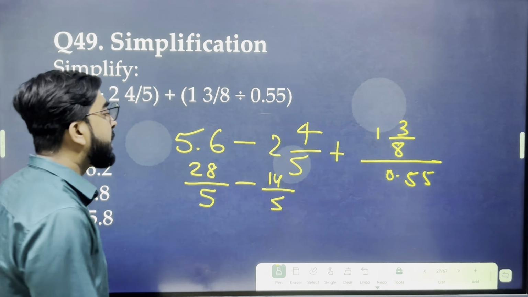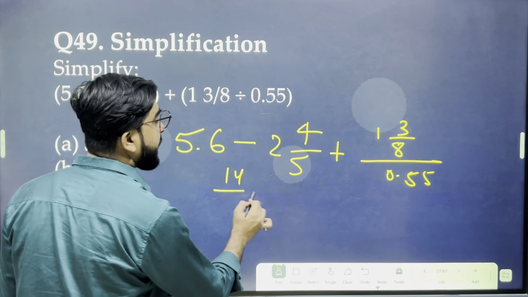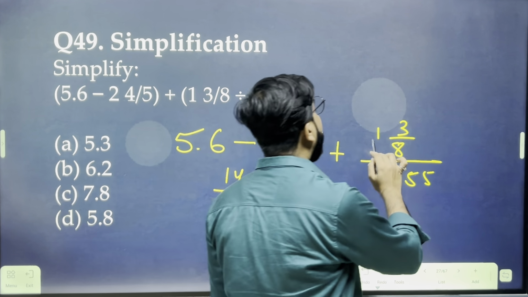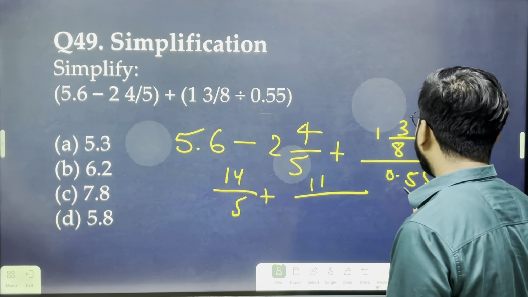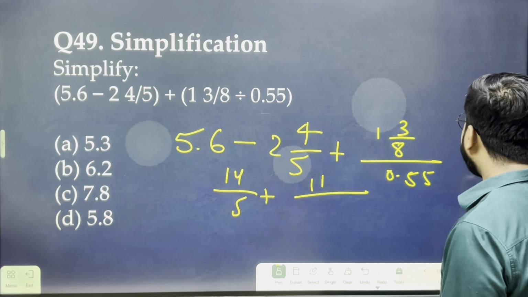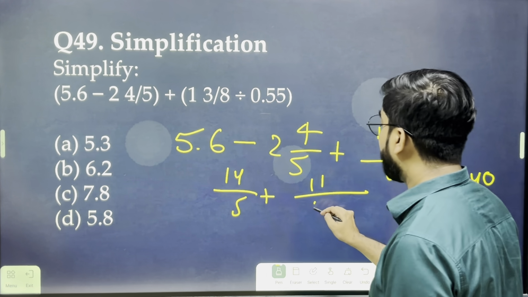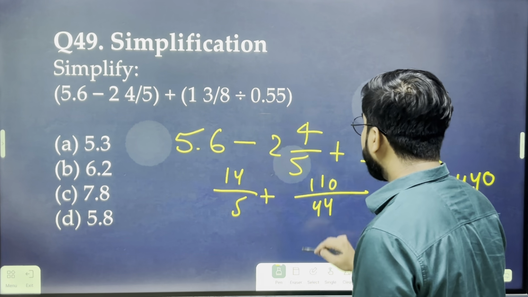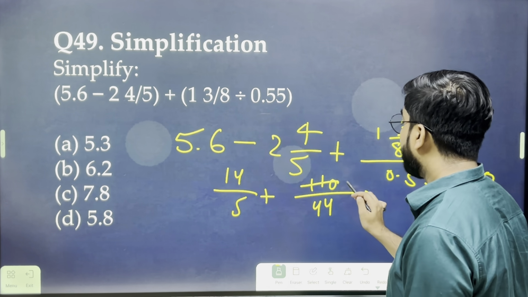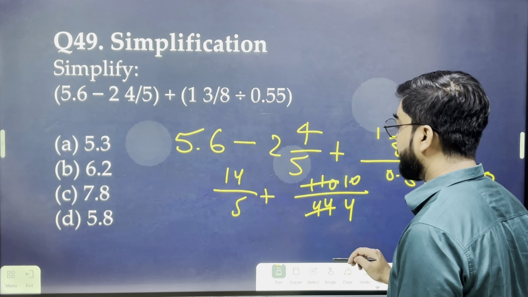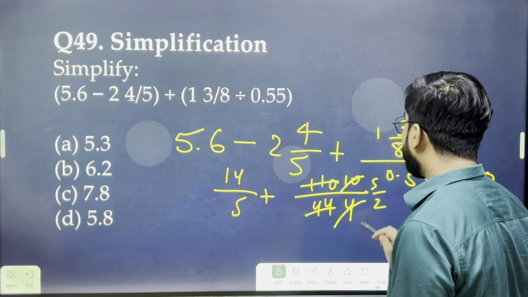So 28 minus 14, that is 14 upon 5. That becomes 14 upon 5 plus, now you can solve this, 8 ones are 8 plus 3, 11 upon 8. So 8 into this value, that becomes 8 fives are 40, plus 4, 44. So that is 4.4. 4.4 means 44. So that becomes 11 upon 10, 11 fours are 44, and then that becomes 5 by 2.